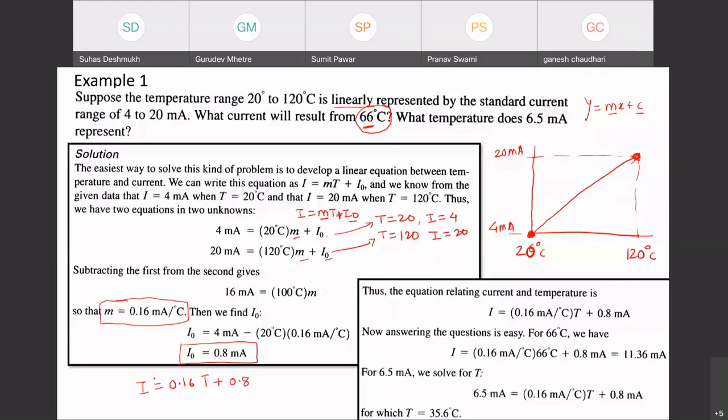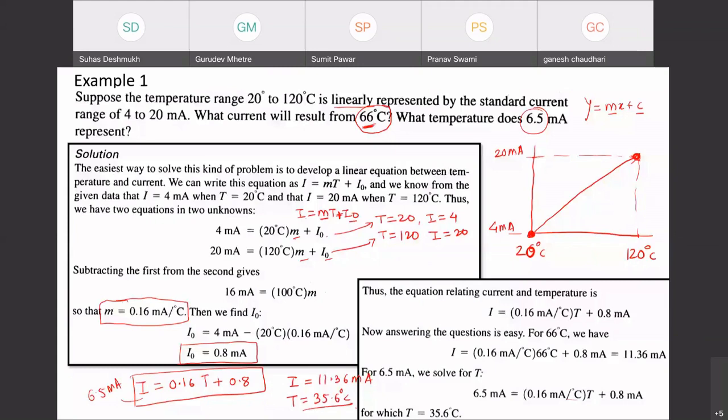If I put 6.5 as a current, I can substitute here 0.65 milliampere as a current. And what will be the temperature? I can do an inverse of this equation, and I will get 35.6. So this is the way you can now solve a few numericals using this. Whenever you are doing any experimentation or measurement, you may face such a difficulty, and during that you can do this.